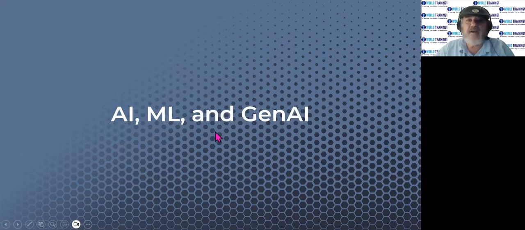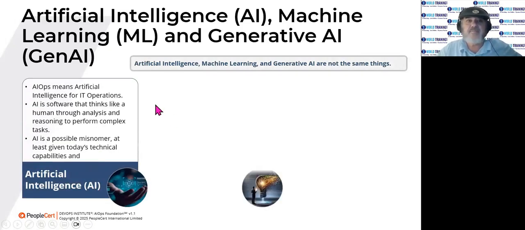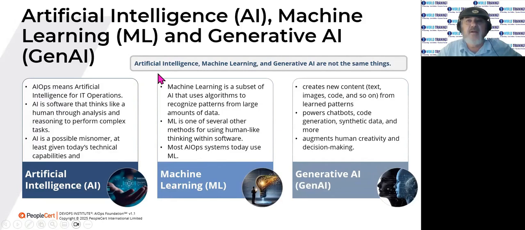So let's talk about AI, machine learning, and generative AI. Hopefully it's pretty obvious and clear, but AI, machine learning, and generative AI are not exactly the same things. This pillar here characterizes artificial intelligence in general. AIOps means artificial intelligence for IT ops, as we defined before. AI is software that thinks like a human through analysis and reasoning to perform complex tasks.